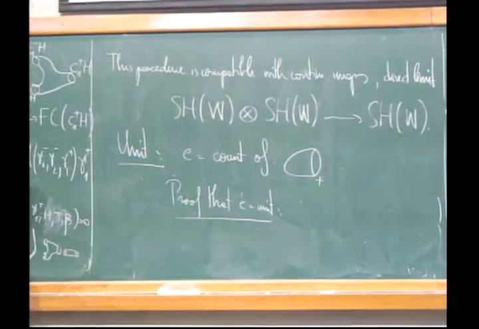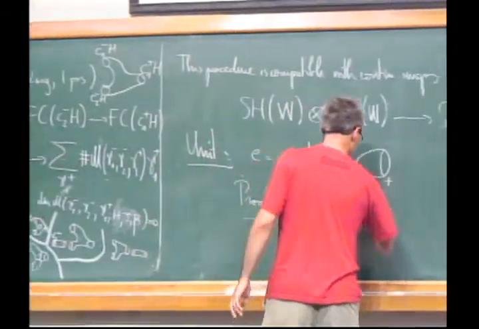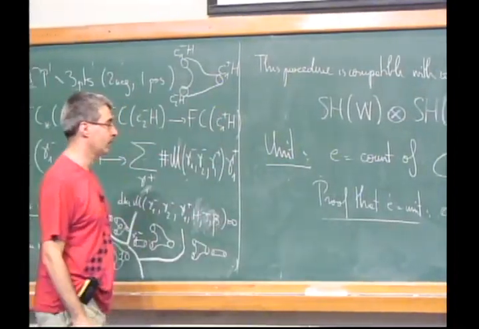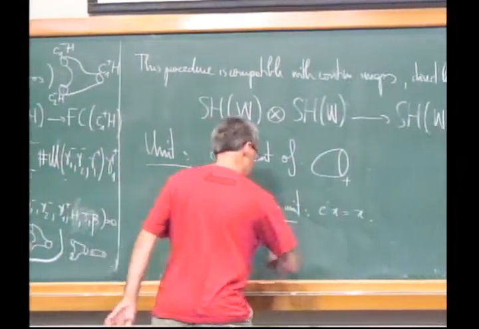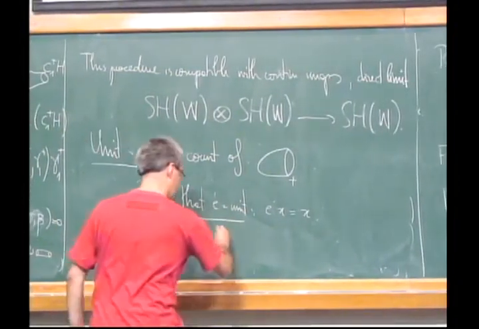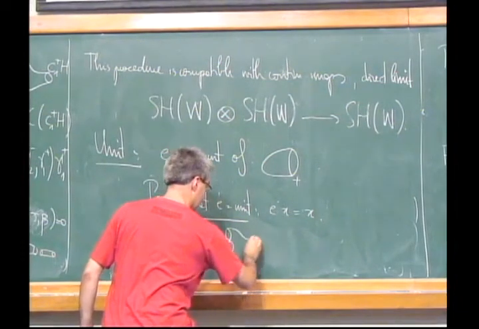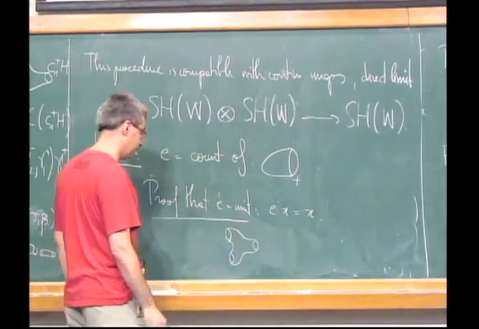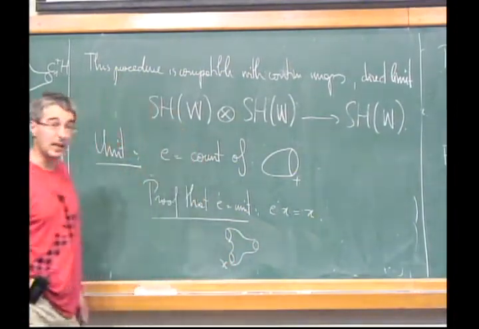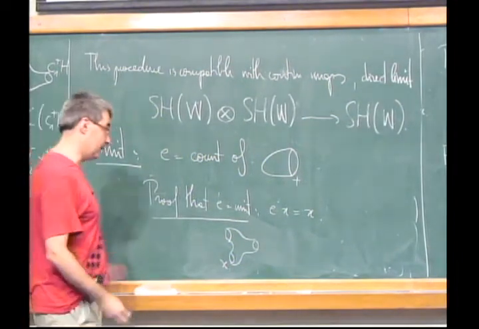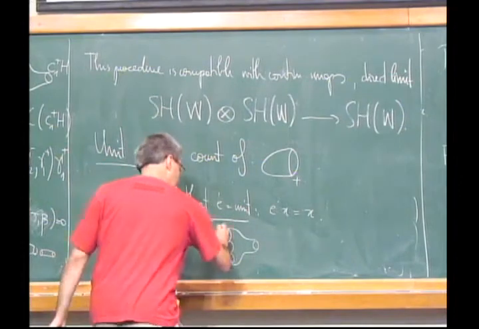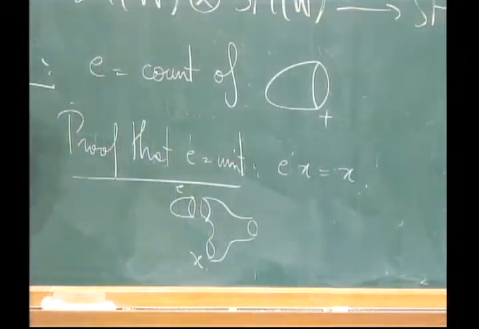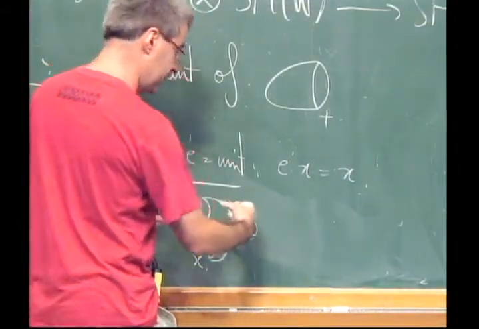So E times X has to be X, right? What does it mean, E times X? It means that I take the gadget that defines the product, yeah? That's the product. At one end, I plug in X, which is an orbit. And at the other, I plug in this guy. But this guy is the count of these things. That's E, right? So I have to count concatenations of such pictures.